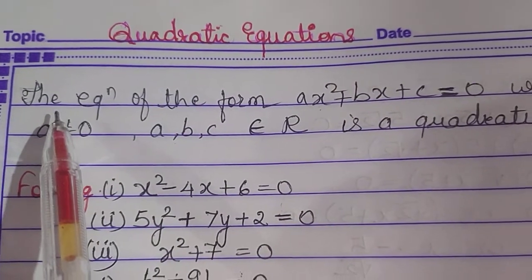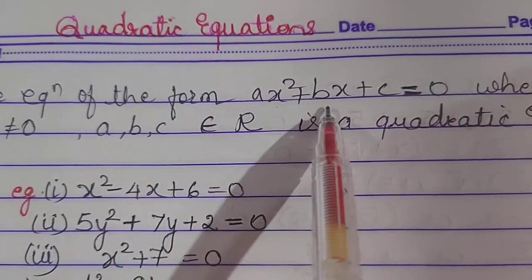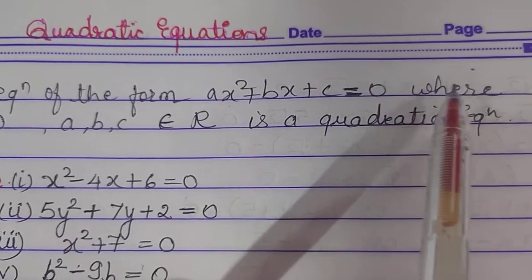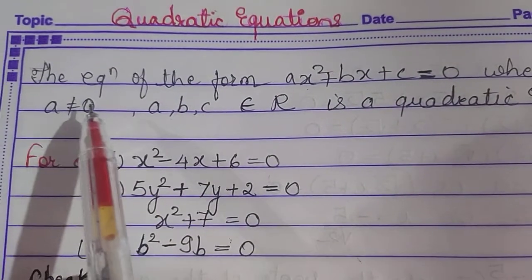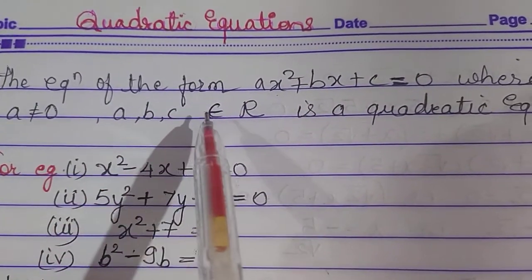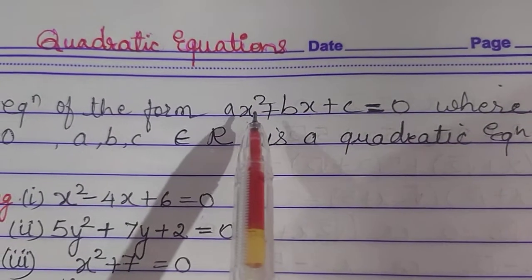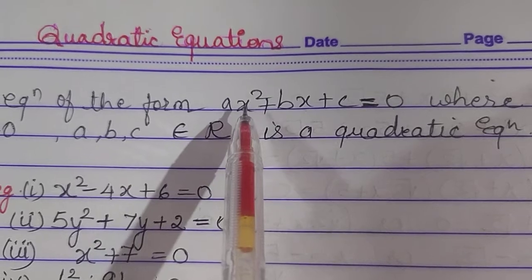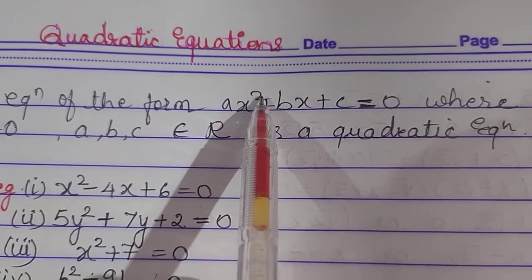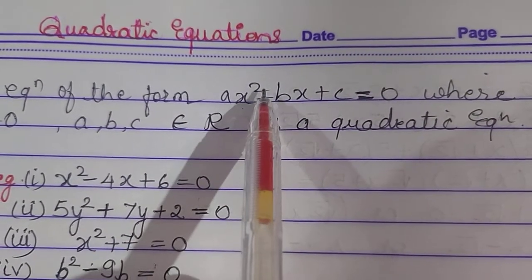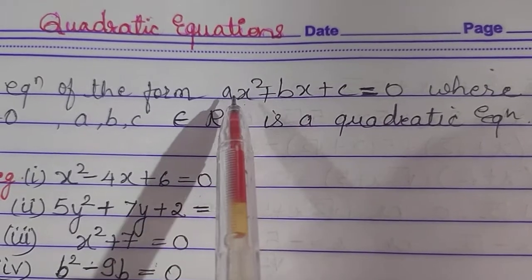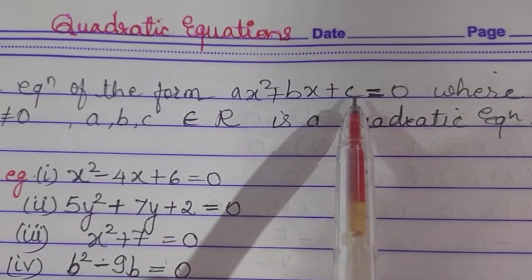Let us see the definition. The equation of the form ax² + bx + c = 0, where a is not equal to 0 and a, b, c belong to R, is a quadratic equation. So x is the variable here. The highest power of x is 2. Hence the degree of the equation is 2, and hence it is called a quadratic equation.